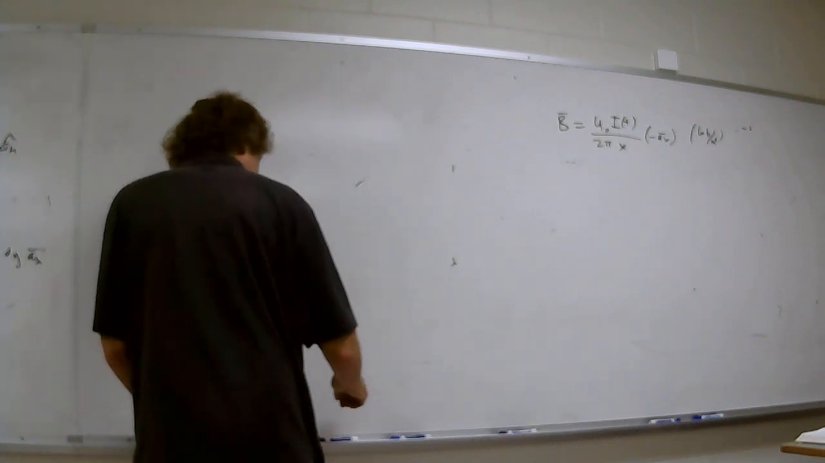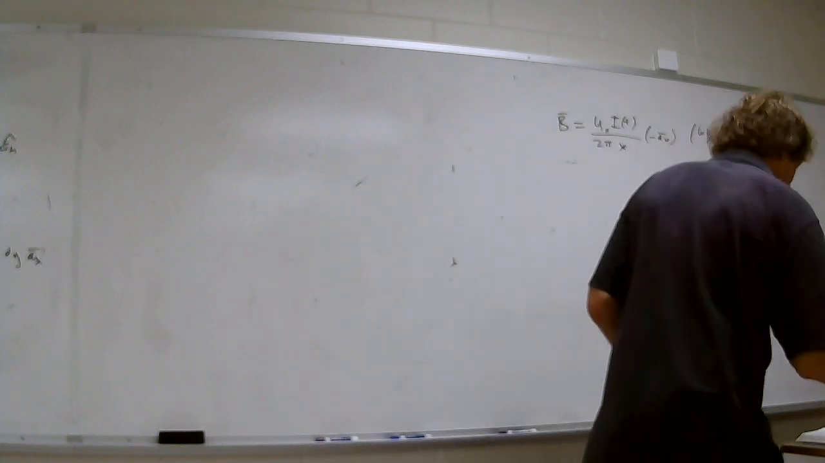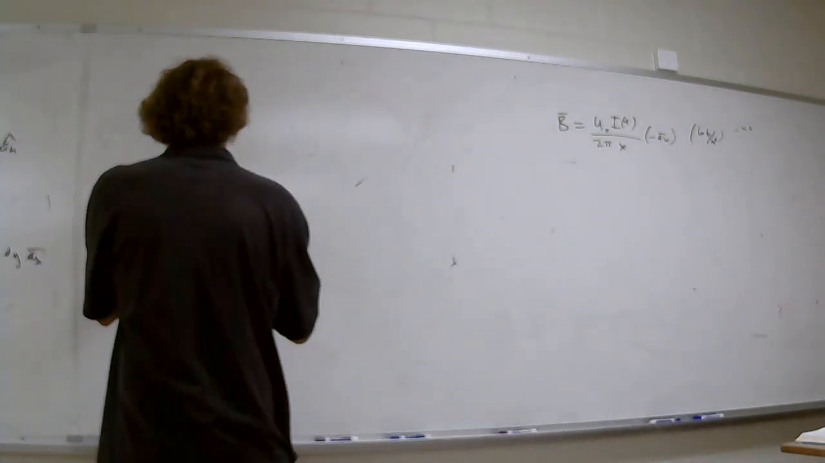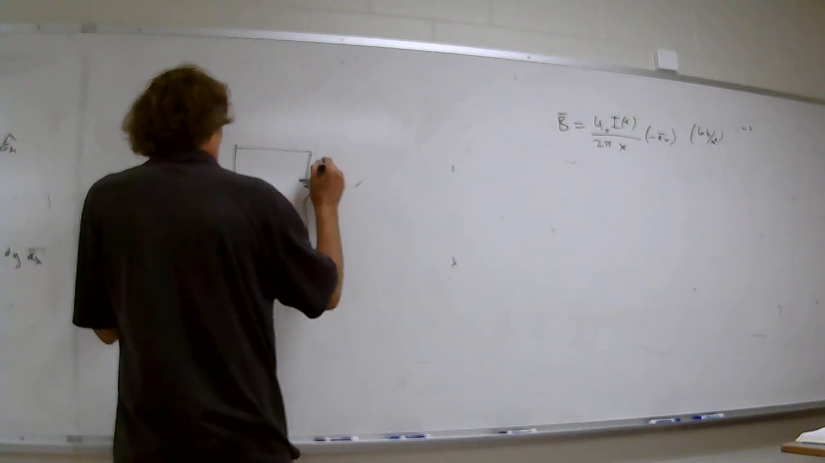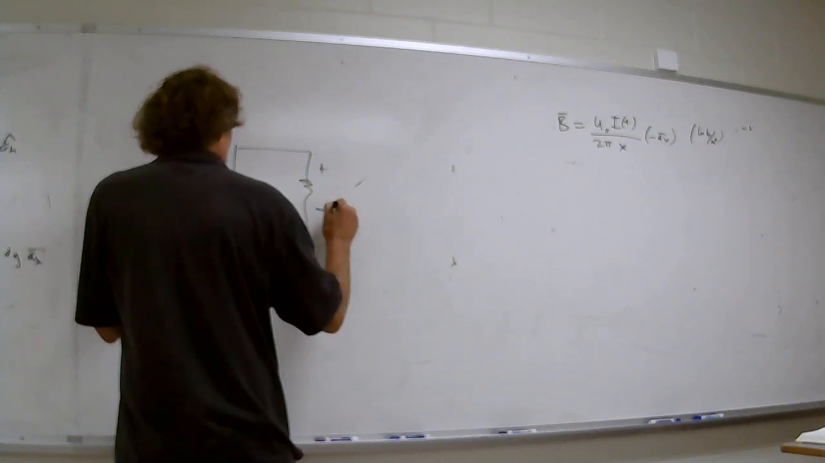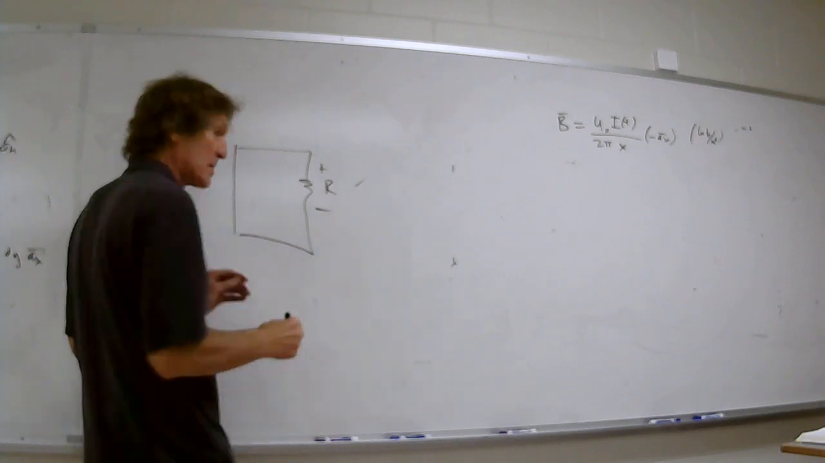He has something like this. He's going to have that loop, but he has a resistance here, right? Isn't this positive and this negative, right? Yeah, that would be correct. Now negative.